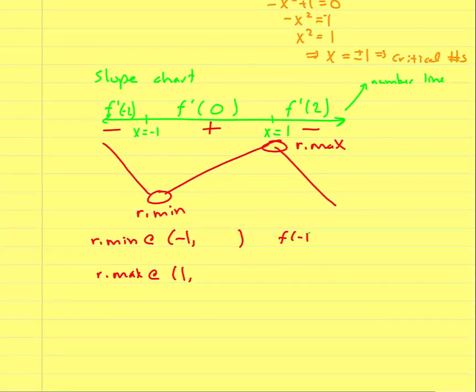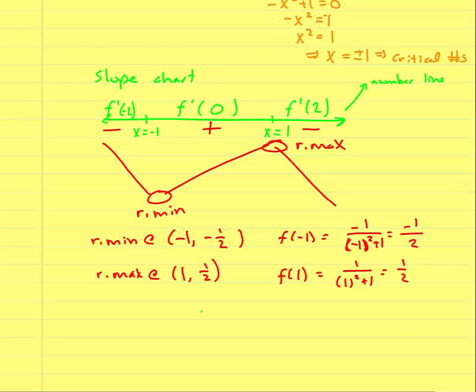So f of negative 1 is equal to negative 1 over (negative 1) squared plus 1, which is negative 1/2. A couple things I want you to note here. I have to have parentheses around the negative 1, or this will be undefined. Make sure you always put parentheses around the base of your exponents. Okay, next one, let's go ahead and plug in a 1. And here I'd have a positive 1 over 1 squared plus 1, which would be 1 over 2, 1/2.